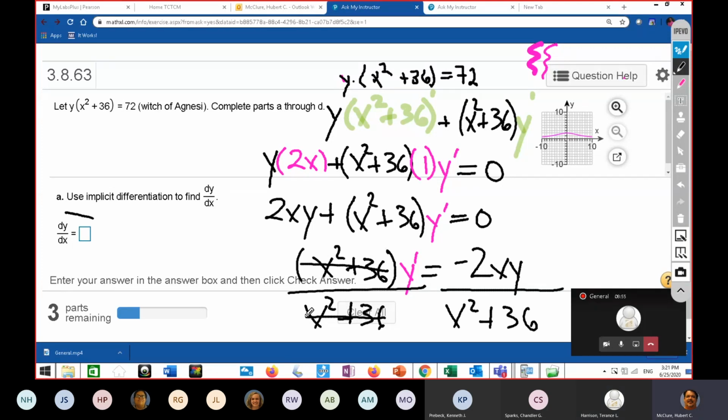Well, the answer that they get is, and I've already wrote them an email, negative xy squared over 36. And I have no idea how they got that.